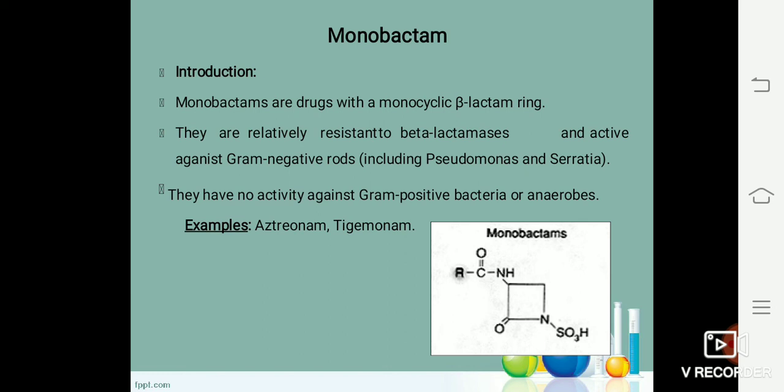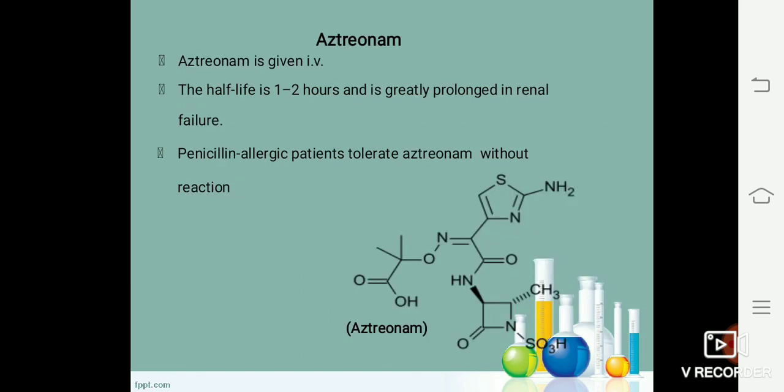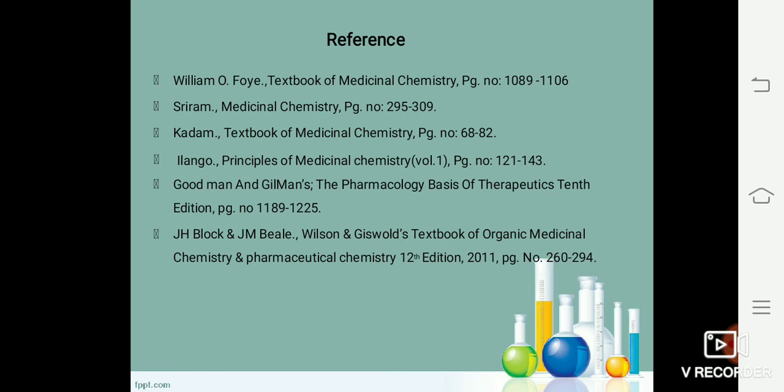Examples are aztreonam and tigemonam. We will discuss aztreonam, the monobactam antibiotic. First, aztreonam is given by IV. IV means intravenous. The half-life is 1 to 2 hours and it is greatly prolonged in renal failure. Penicillin allergic patients tolerate aztreonam without reaction. This is the structure of aztreonam.